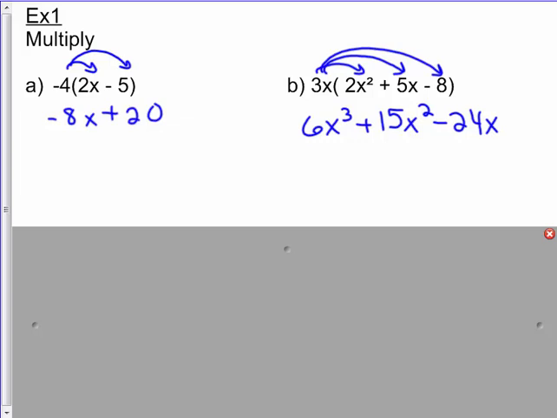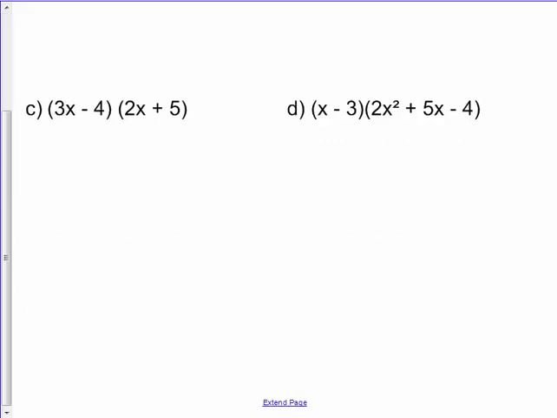So this leads us into multiplying polynomials, more than one term here. In C, we have two polynomials that we're multiplying. These are, in fact, called binomials. So I'm going to do the same thing I did before. I'm going to distribute. I'm going to take the first one, 3x, and distribute it to the 2x and to the 5. So 3x times 2x is 6x squared, and 3x times 5 is 15x.